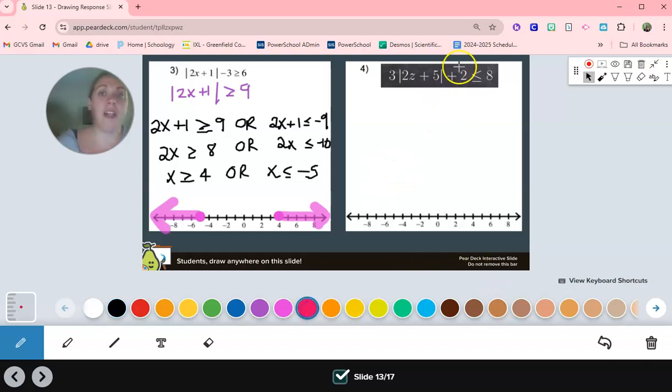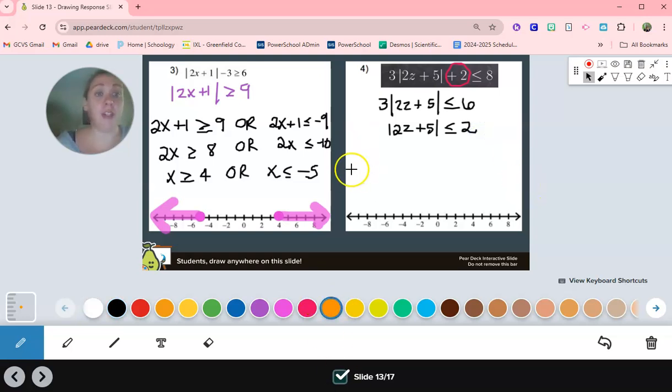For the next one, to get us started, we want to move this plus 2 first, so we're going to subtract 2 from both sides. So we have 3 times the absolute value of 2z plus 5 is less than or equal to 6, right? 8 minus 2 is 6. And then we will divide both sides by 3. So we have the absolute value of 2z plus 5 is less than or equal to 6 divided by 3, which is 2.